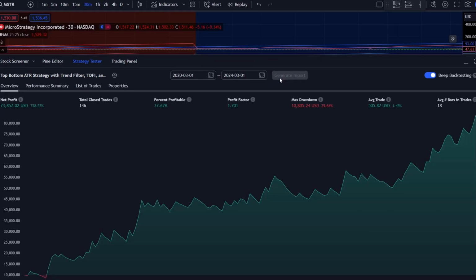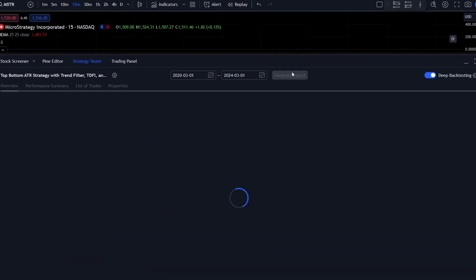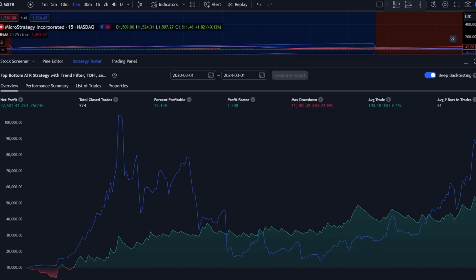Yes, it is, and it's very profitable. Its max drawdown is under 30%, with 700% net profit. And if you take a look at the buy and hold, this strategy ends up where the buy and hold ends up, but holding the stock would have resulted in around an 80% maximum drawdown. What about the 15 minutes? The 15 minute is still profitable, however now the buy and hold is better.